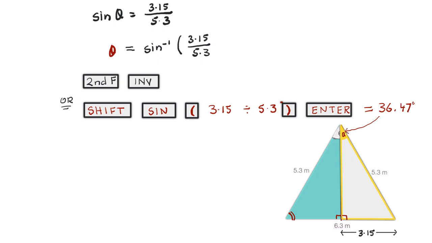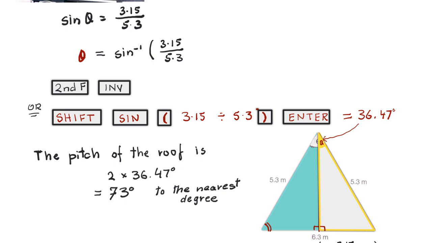Let's not forget that this is only the angle of one of the right angle triangles. So if we want the pitch of the whole roof, we need to double that. And so the pitch of the roof, 2 times 36.47, which is 73 degrees to the nearest degree.